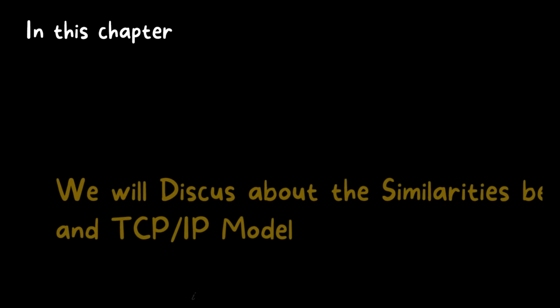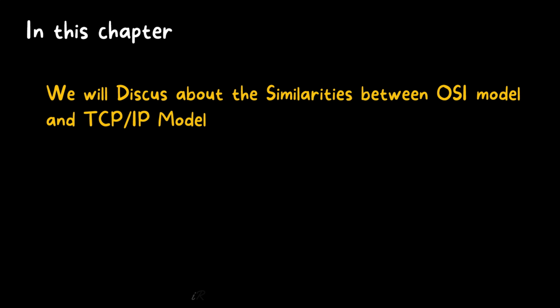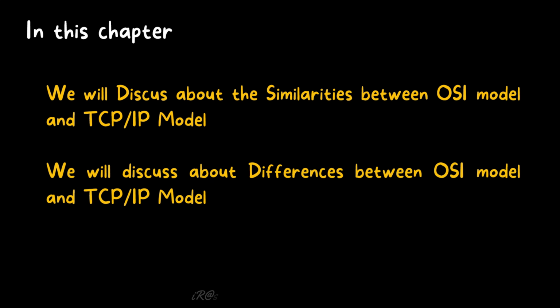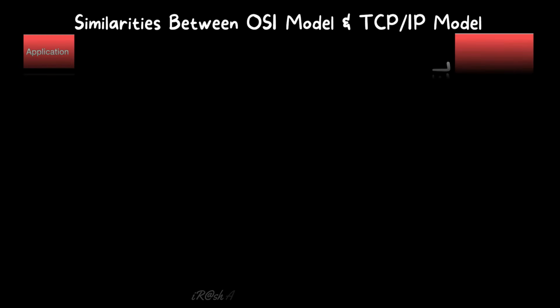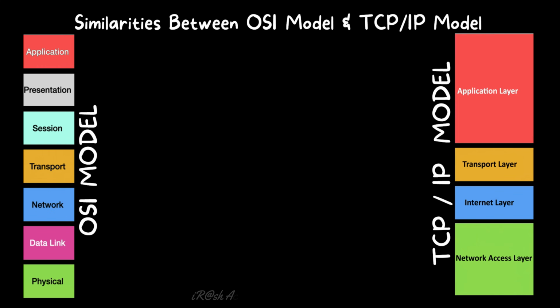So in this chapter, we will discuss the similarities between the OSI model and TCP/IP model. We will discuss the differences between the OSI model and TCP/IP model. So let's talk about the similarities first. On the screen, we can see the OSI model at the left side and the TCP/IP model at the right side.